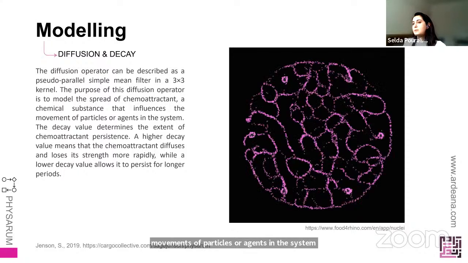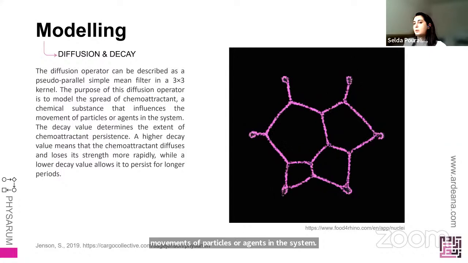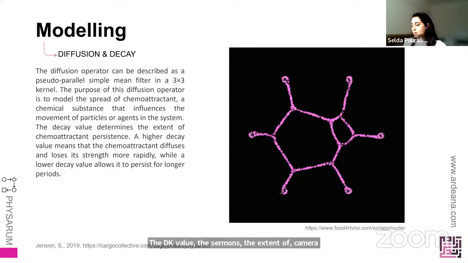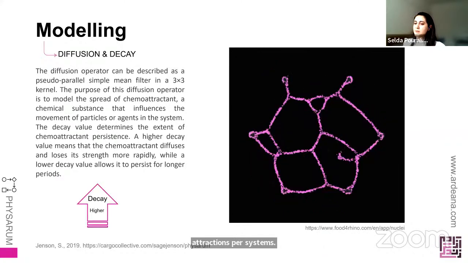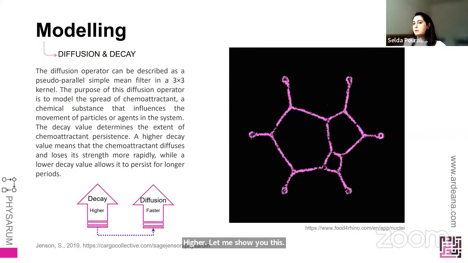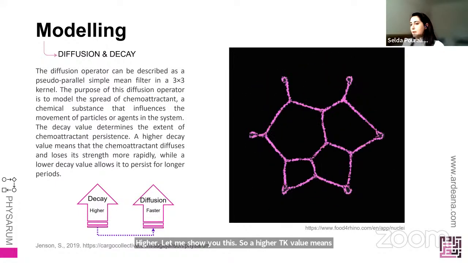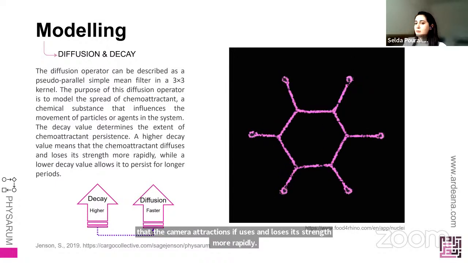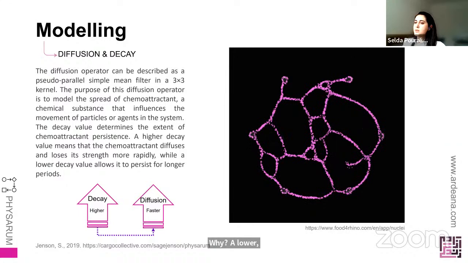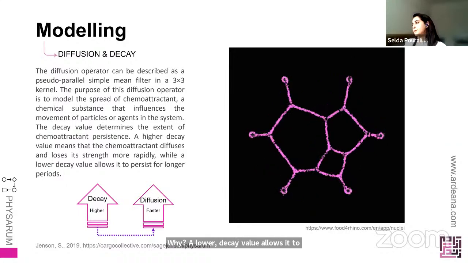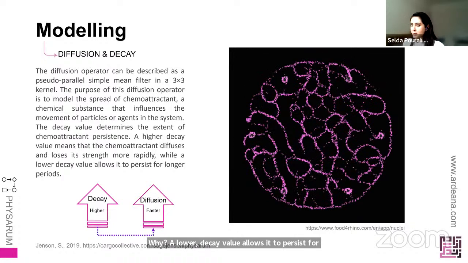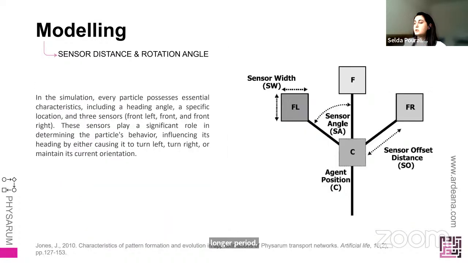The decay value determines the extent of chemoattractant persistence. A higher, let me show you this. So a higher decay value means that the chemoattractant diffuses and loses its strength more rapidly, while a lower decay value allows it to persist for a longer period. I hope that I'm not going very fast, but don't worry at all. Just listen to some keywords, and then we can practice them in Grasshopper.